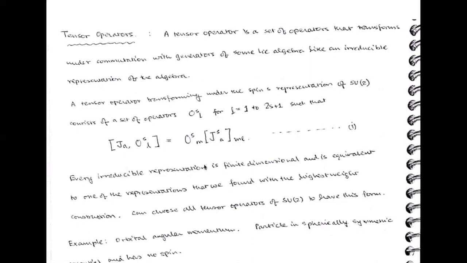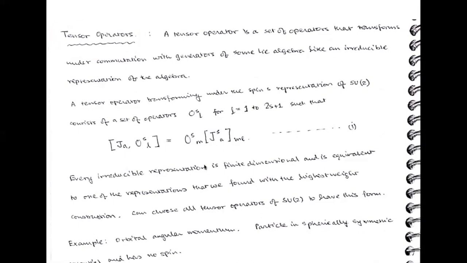So we are going to define something called tensor operators. So what are they? A tensor operator is a set of operators that transforms under commutations of the generators of some Lie algebra, like an irreducible representation of the algebra. Okay. So let's try to find an example.